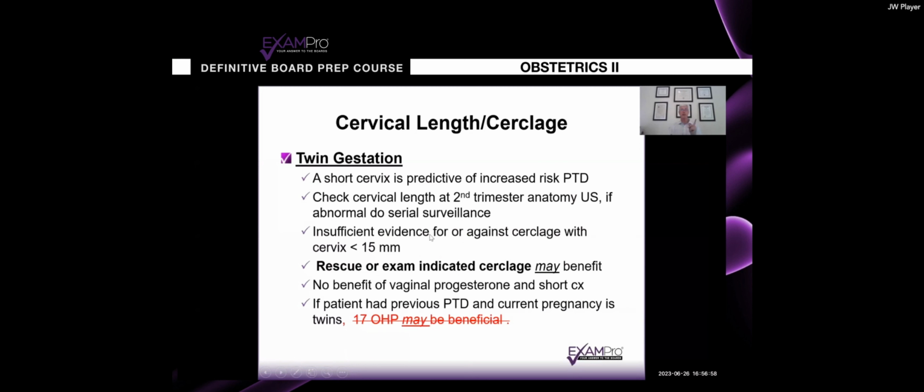Remember that in twins, this is really the only reason it's up there, we don't do cerclages in twins. We don't do prophylactic cerclage in twins, and there's no evidence that vaginal progesterone is of benefit. We can do a rescue or exam-indicated cerclage. And please line out on the bottom of the slide again the bit about 17-hydroxyprogesterone.